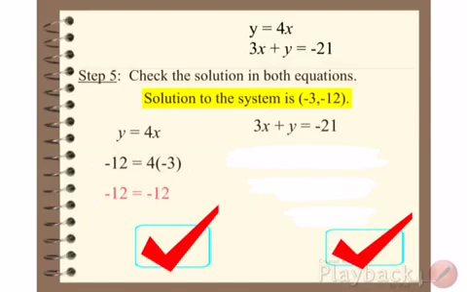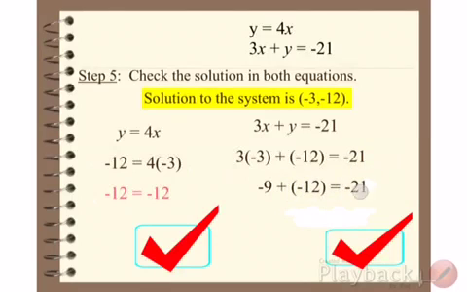Okay. 3 times x, my x was negative 3. So 3 times negative 3 is going to be negative 9, plus my y is negative 12. So negative 9 plus negative 12 is giving me negative 21. Is that correct? That is correct. So I can see that my equation is correct. So the solution, negative 3, negative 12, works in both equations, and it works.